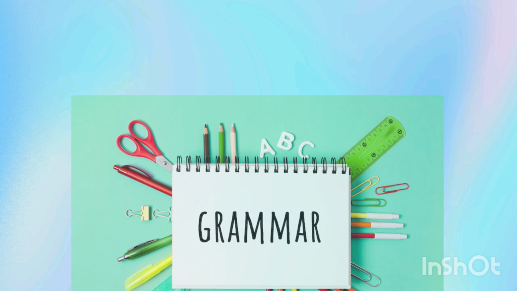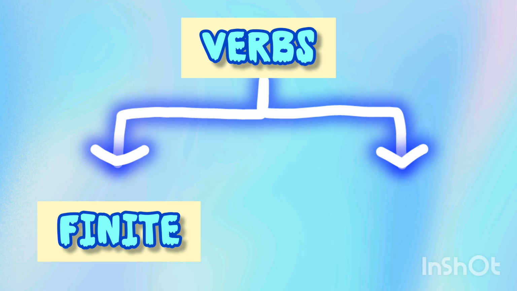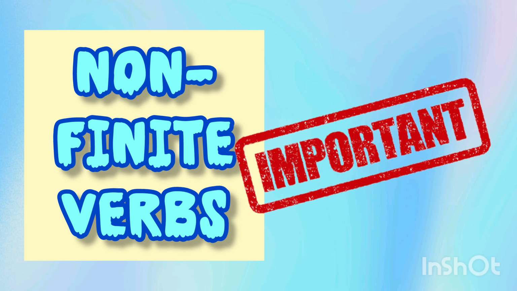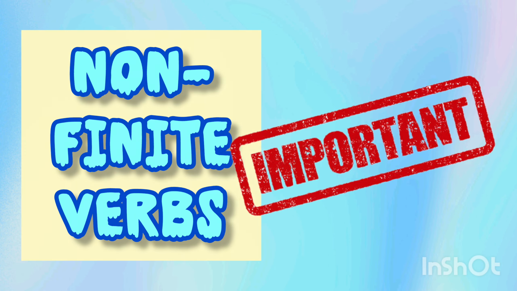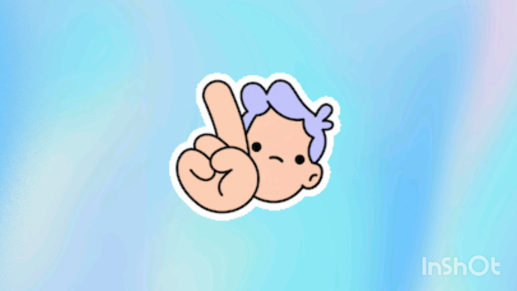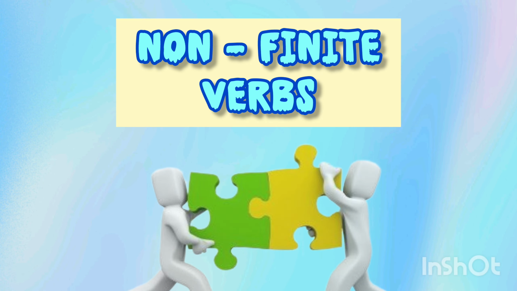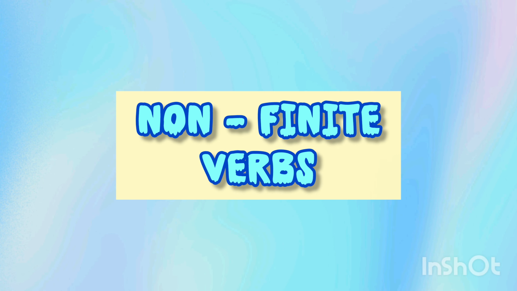In English grammar, verbs are classified into finite and non-finite verbs. Today we will focus on non-finite verbs, which play an important role in sentence formation and meaning. Before we move ahead, it's important to understand that not all verbs behave the same way. Some verbs can stand independently, while others need support. These supporting verbs are known as non-finite verbs. Today, we will understand what non-finite verbs are, their types, and how they function in a sentence.